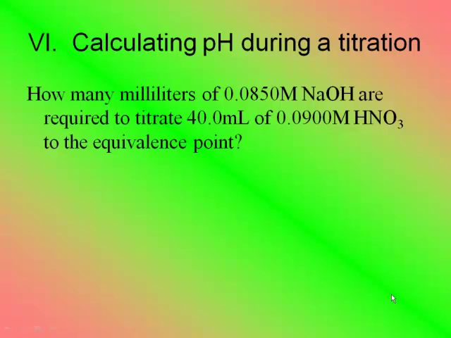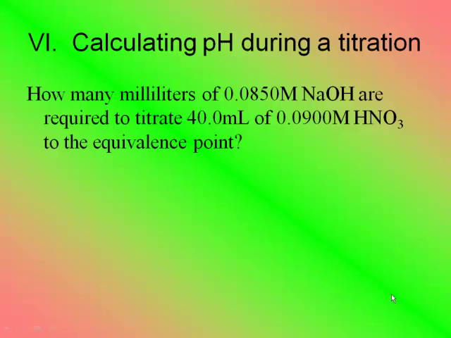It says, how many milliliters of 0.085 molar NaOH are required to titrate 40 milliliters of 0.0900 molar nitric acid to the equivalence point? So if you think about your lab setup, my sodium hydroxide is in my burette, my nitric acid is in my beaker. So I have 40 milliliters of acid in a beaker, and I'm going to add sodium hydroxide to it. And they want to know how much sodium hydroxide I need to add in order to get to the point where I've neutralized my nitric acid.